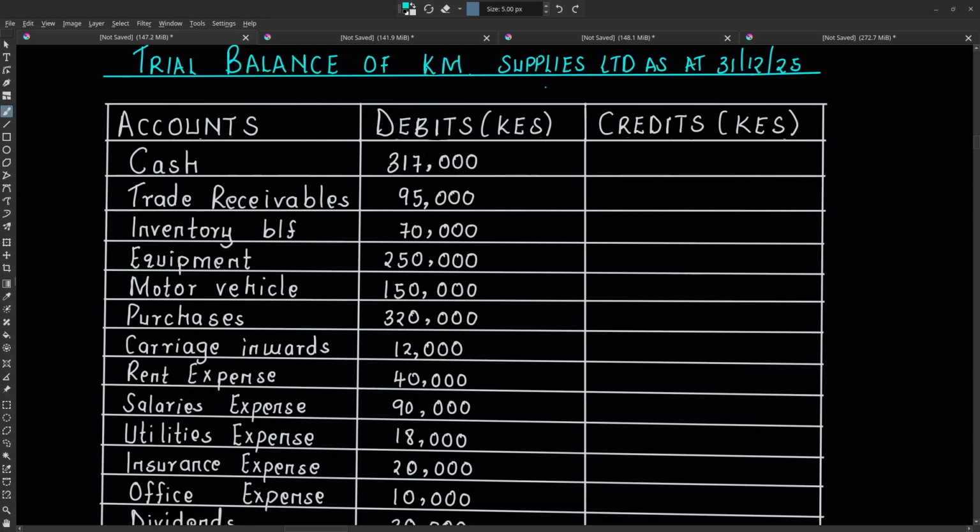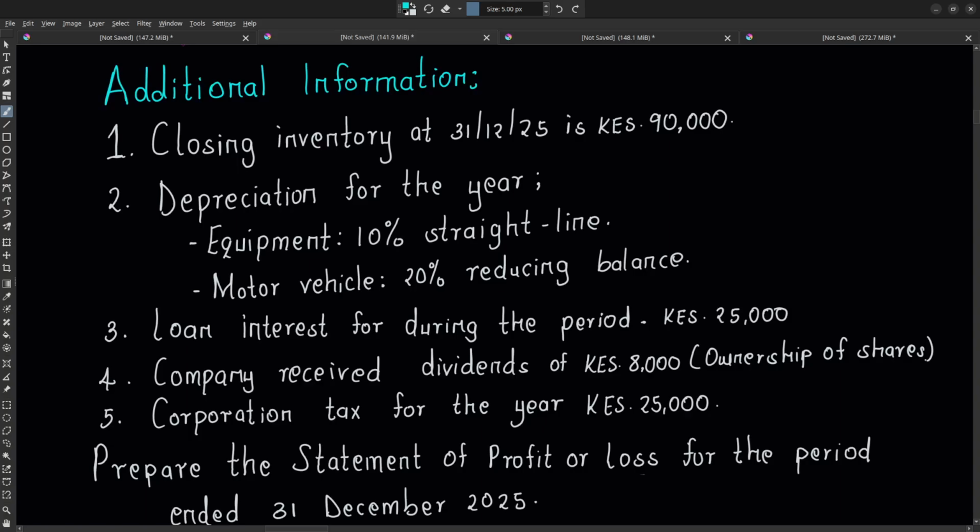Hello, let us look at how we prepare the statement of profit or loss given the trial balance. Here today we have an example where we have been given the trial balance of KM Supplies Limited as at 31st December 2025. We've also been provided some additional information and we've been asked to prepare the statement of profit or loss for the period ended 31st December 2025.